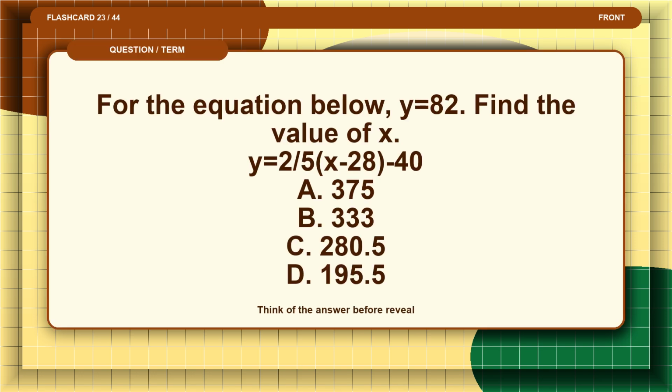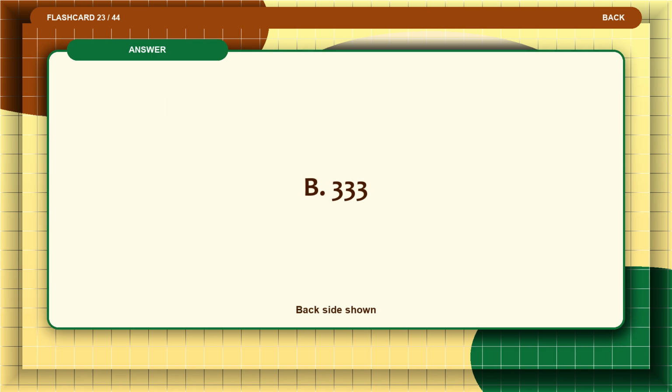Flashcard 23. For the equation below, y equals 82. Find the value of x. y equals 2/5x. A. 2,840. B. 375. C. 383. D. 250.5. E. 195.5. Think of the answer before the reveal. The answer is B. 382.